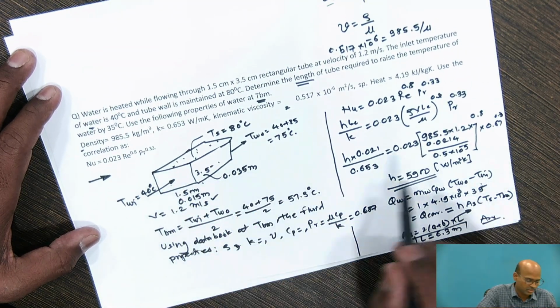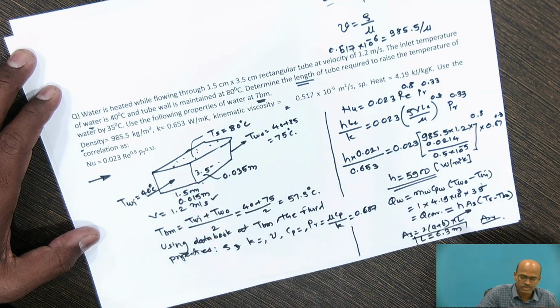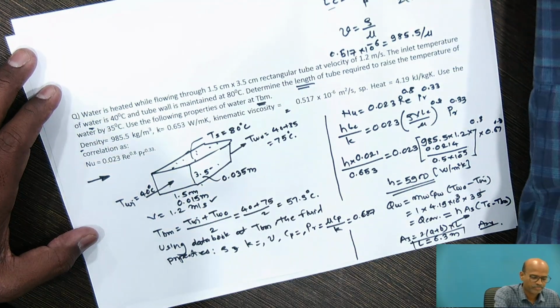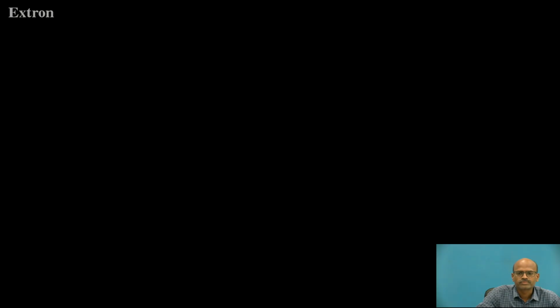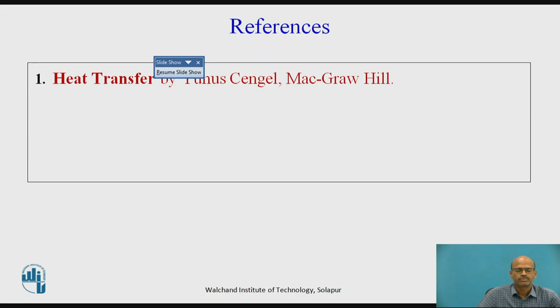Okay. So in this fashion you could solve the numericals based on the convection, and this is the standard methodology. First of all, drawing the figure, writing the formulas and finding. For further calculations and for further numericals, you can refer heat transfer by Cengel.